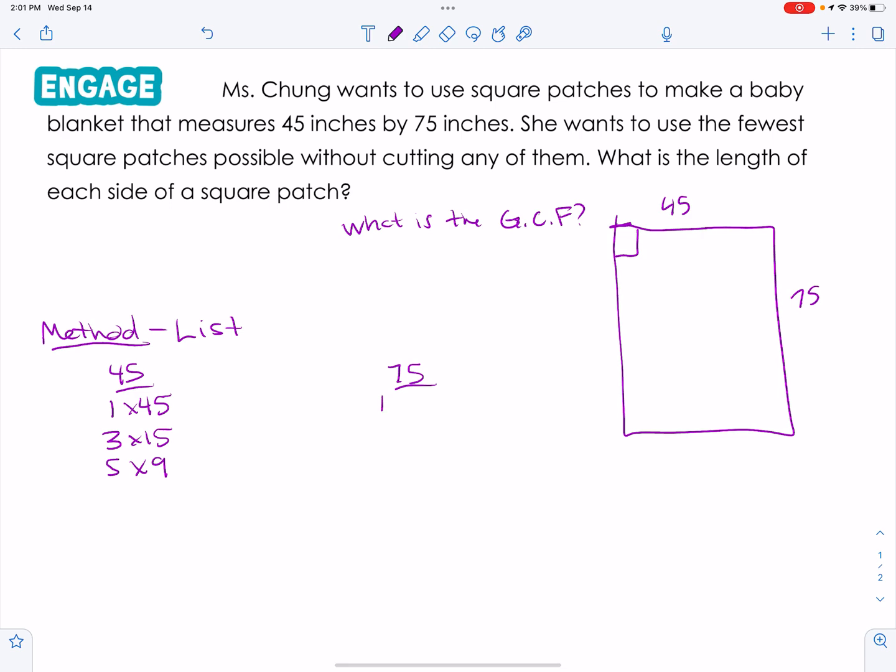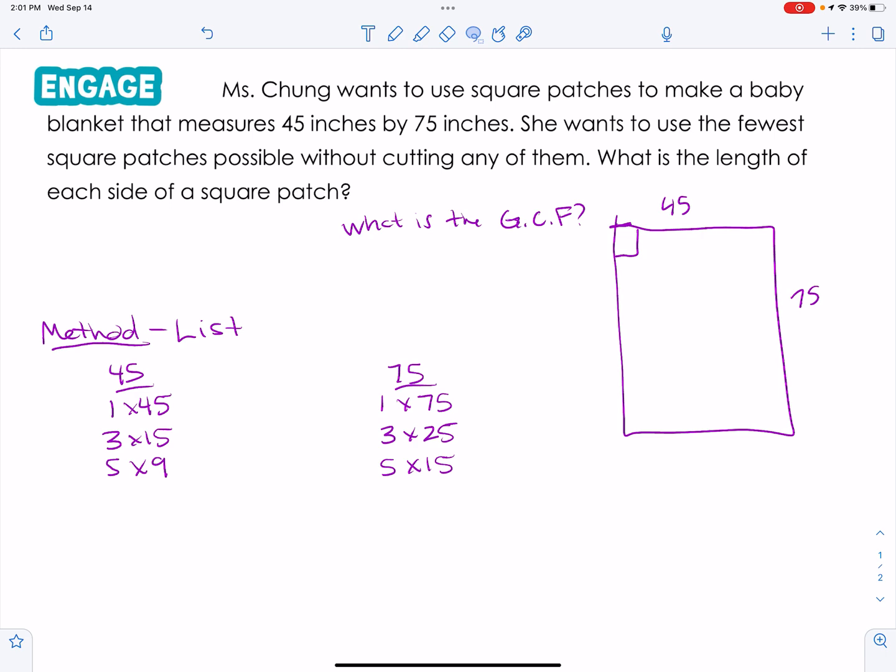And then we'll do the same for 75. 1 times 75, no to the 2. 3, if we think of this like money in quarters, 3 times 25 equals 75. 4 doesn't work again. 5 times 15 will also get us there. So here we have all of our factor pairs for these two numbers.